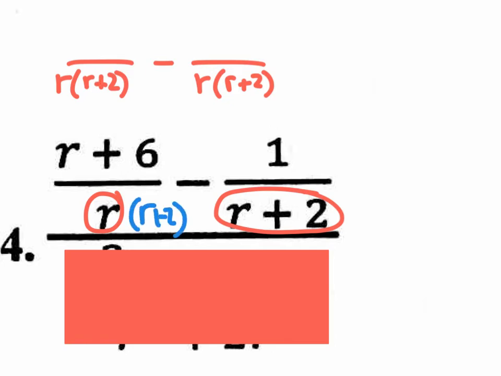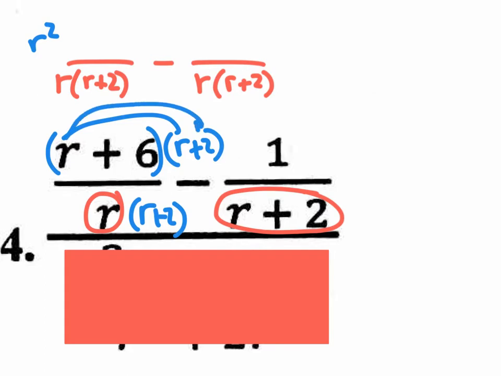And what I do to the bottom, I have to do to the top. So I need to multiply the top by r plus 2 as well. However, there's a binomial up on top, so I need to put it in parentheses, and I need to start distributing. R times r, r squared, right? R times 2 is 2r, but 6 times r is 6r. 2r plus 6r will give you 8r as your middle term. And then the 6 times 2 is 12. Are you with me? I hope so.